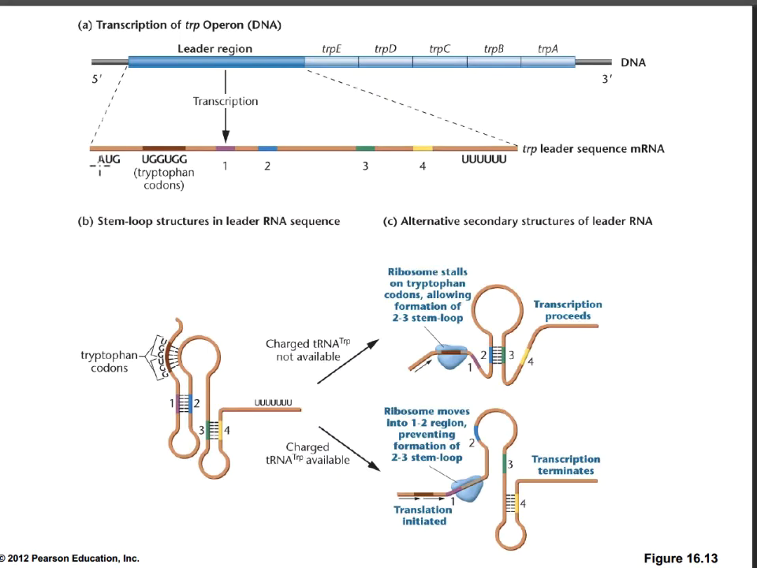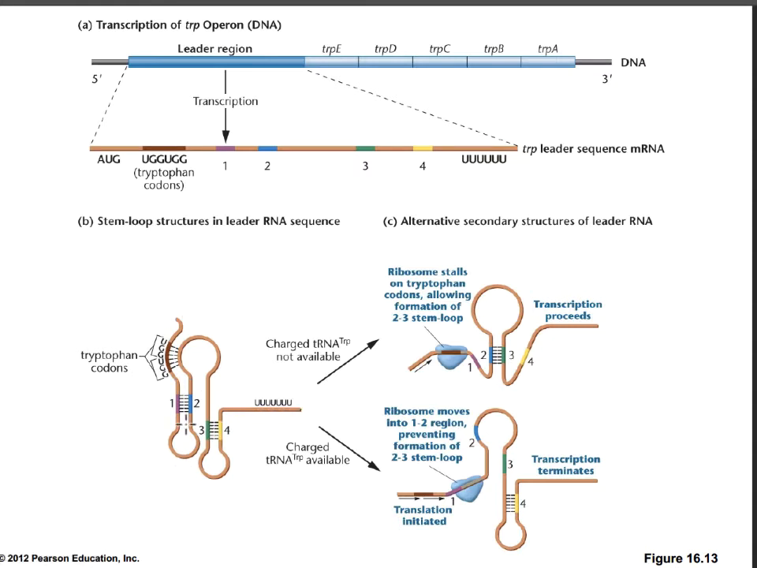Thus, the leader sequence, if made fully, can fold, the RNA can fold into this double stem loop structure, where we have the beginning tryptophan codons here, then region 1 and 2 snap back using complementary base pairing to each other. Likewise, region 3 and 4 can do the same. And then the poly-U's are here.